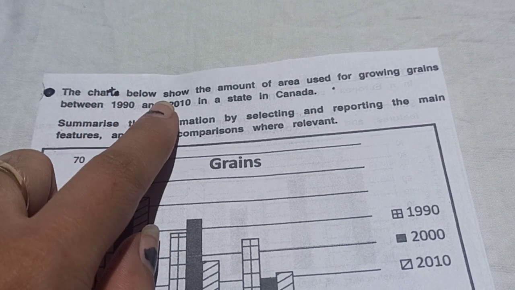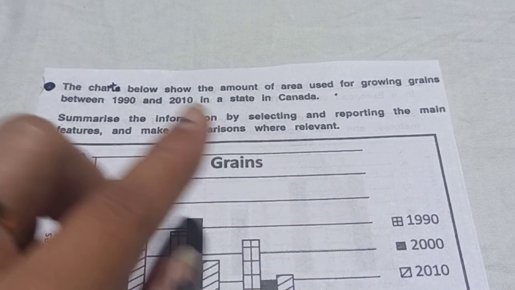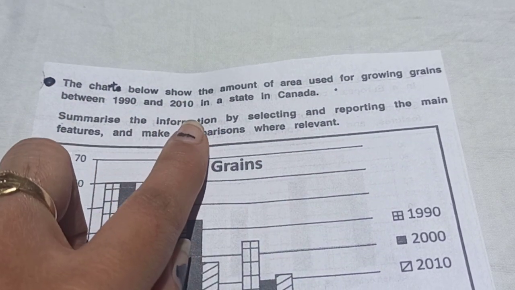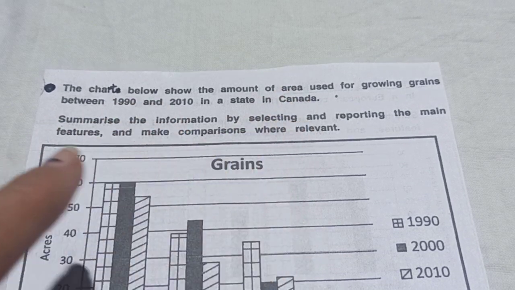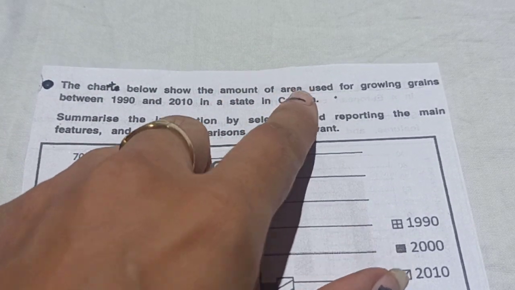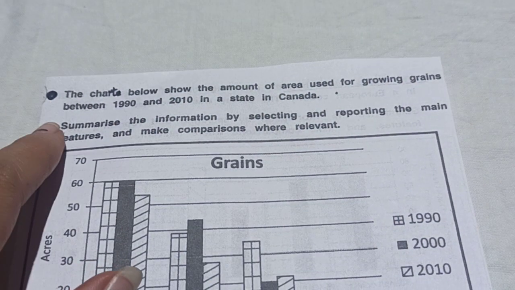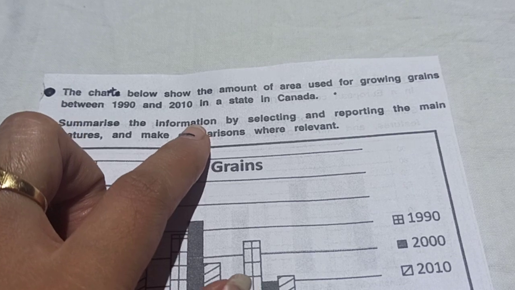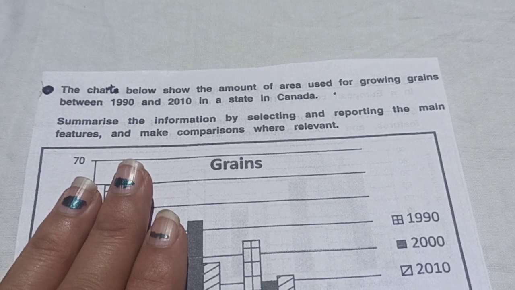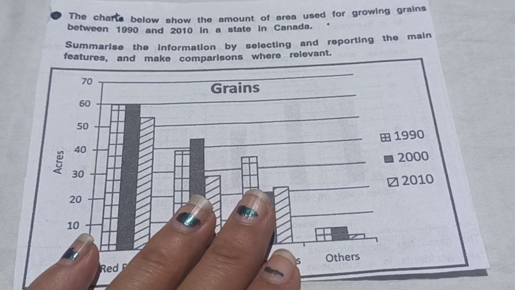The chart below shows the amount of area used for growing grains between 1990 and 2010 in a state in China. So the chart given is telling us about the amount of area, that is, how much land is used for cultivating the crops between 1990 and 2010. So we have to summarize the information and make comparisons if there are any.